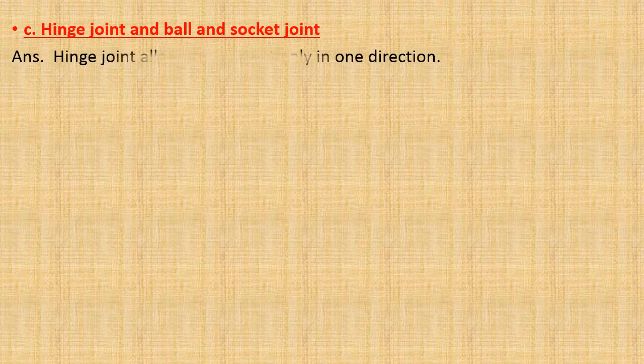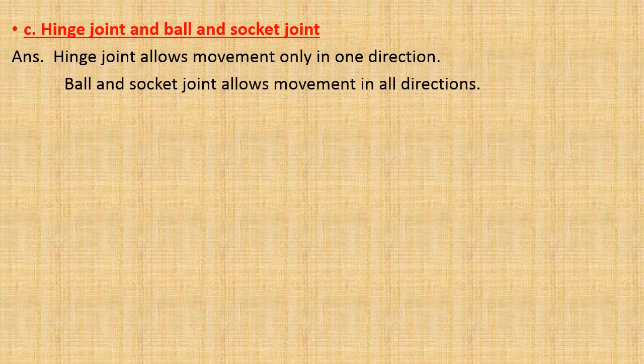Part C, hinge joint and ball and socket joint. So for hinge joint, I gave you an example of a door. A door can move only in one direction. Similarly, we also have hinge joints in our body that move only in one direction. Whereas ball and socket joints will allow movement in all directions.